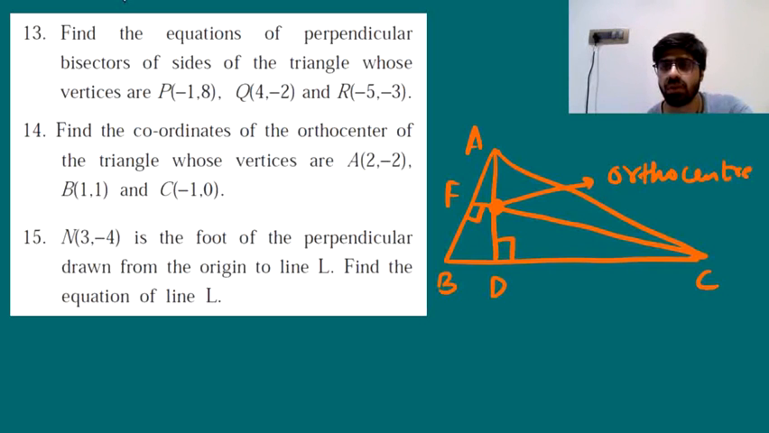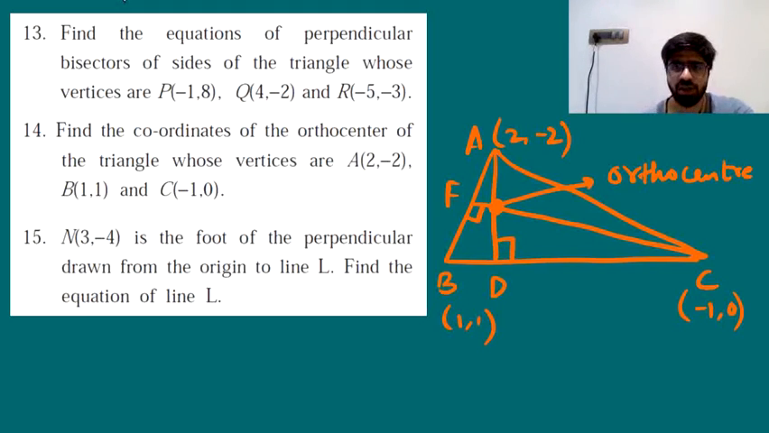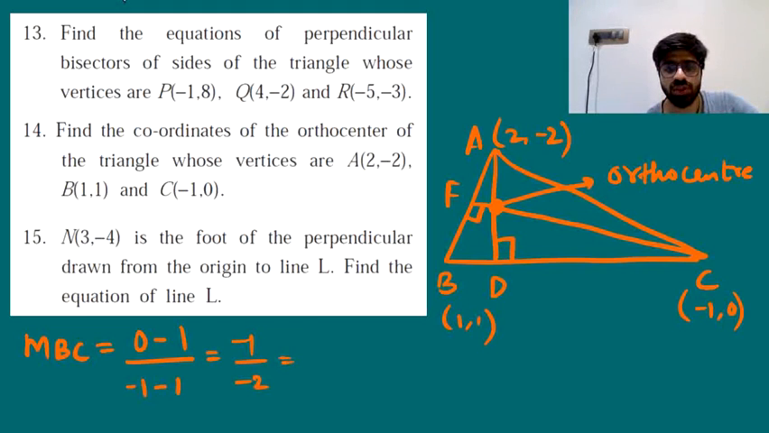That orthocenter is what we require in this question. The coordinates of A are 2, -2, the coordinates of B are 1, 1, and the coordinates of C are -1, 0. We need to find the equation of any two of the altitudes, and the point of intersection of altitudes will give us our required orthocenter. So let's find the equation of altitude AD. For altitude AD, we need the slope of BC first. The slope of BC will be y2 minus y1 upon x2 minus x1. So this will be -1 upon -2, which is 1 upon 2. So the slope of AD, because AD is perpendicular to BC, will be the negative reciprocal of half, which is -2.